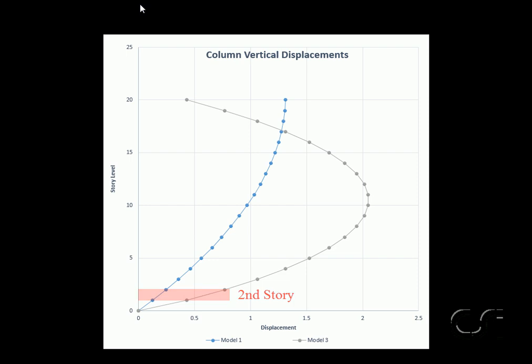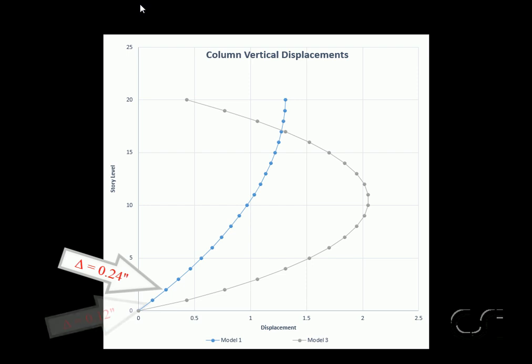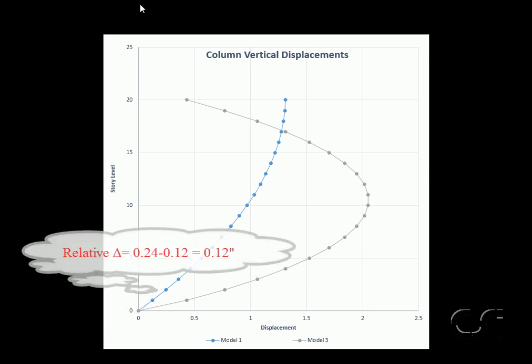We are going to compare the interstory deformations for analysis case 1 and analysis case 3. Remember that analysis case 1 is where the loads are applied after the building is built, and analysis case 3 includes creep and shrinkage with stage construction. For case 1, the displacement at the top of the second story is 0.24 inches, and the displacement at the top of the first story is 0.12 inches, resulting in a relative deformation in the story of 0.12 inches.